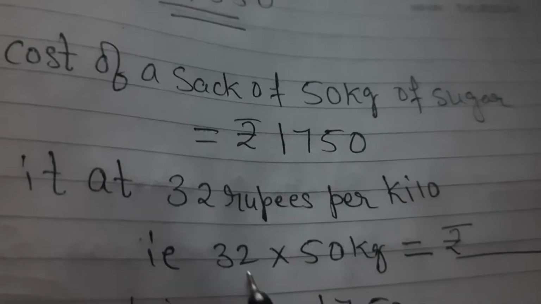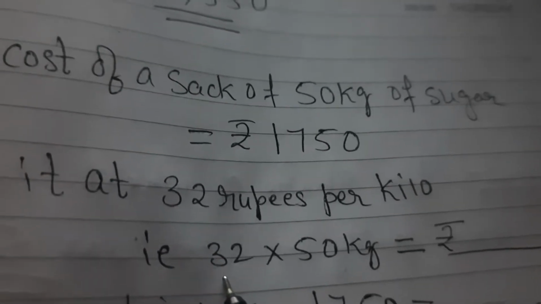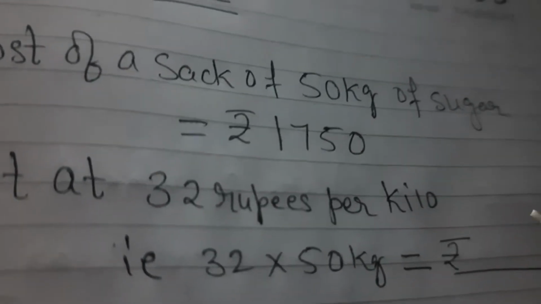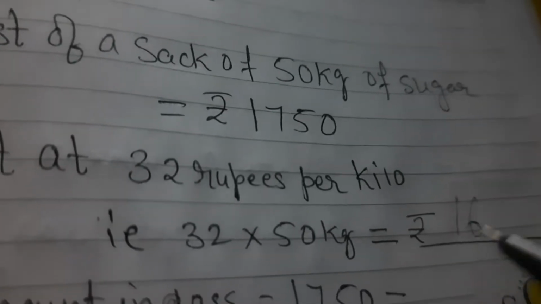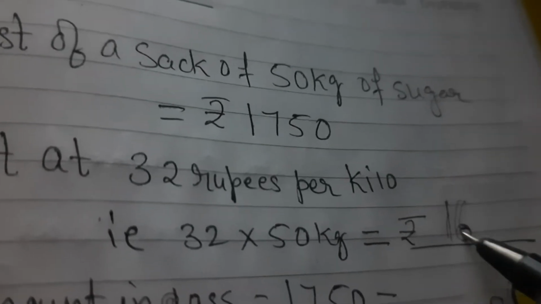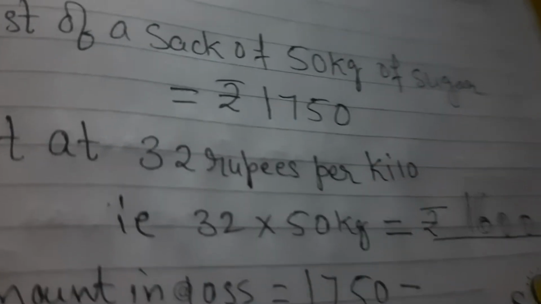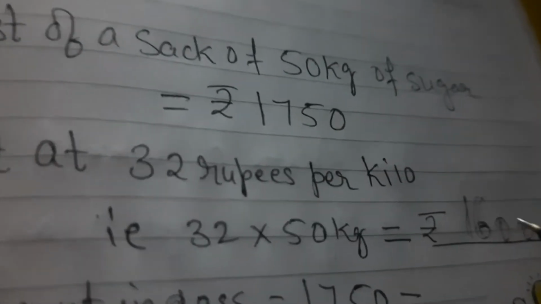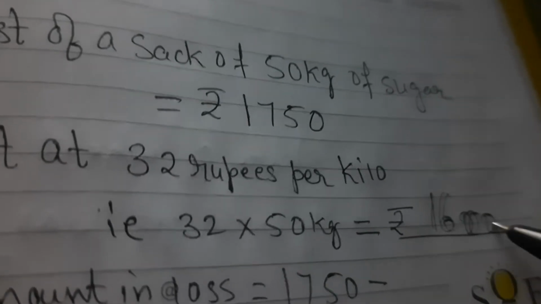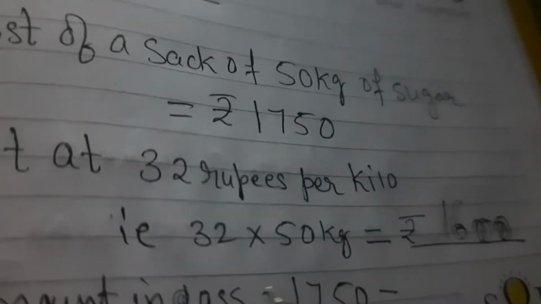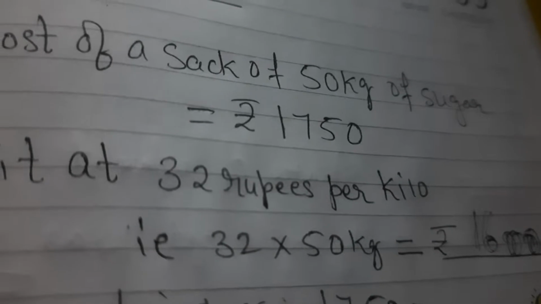5 2s are 10, 0, 1 carried, 5 3s are 15, that is 160. Then 160, 0, 0. 1600 we are getting, children. So you multiply and you check out what is the answer. So 32 into 50, 1600.